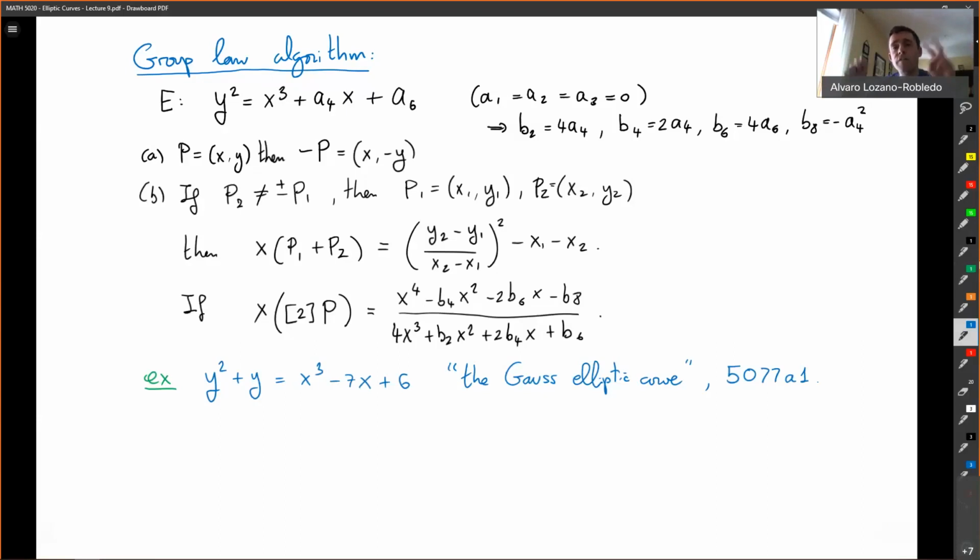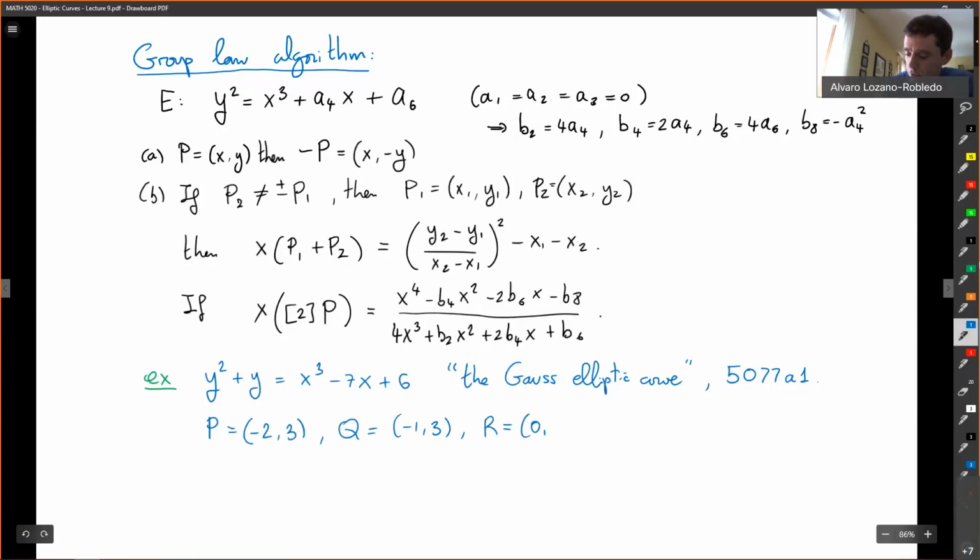It turns out it is the first elliptic curve of rank 3. So it has many points. There are many points defined over Q. In fact, there are many points on this elliptic curve that are integral. And here are, for example, 3 points.